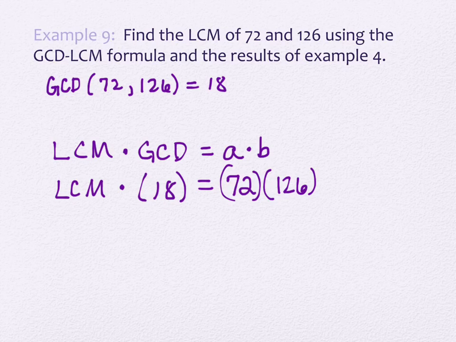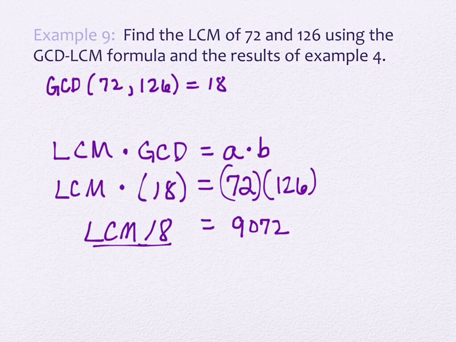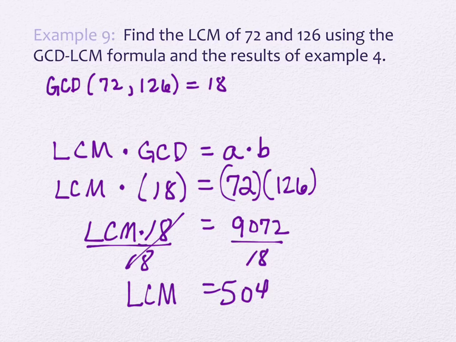We'll do it in 2 steps. If you multiply the 72 and the 126, what do you get? 9,072. And then I need to divide by the 18. You get 504. So the least common multiple we're finding is 504.